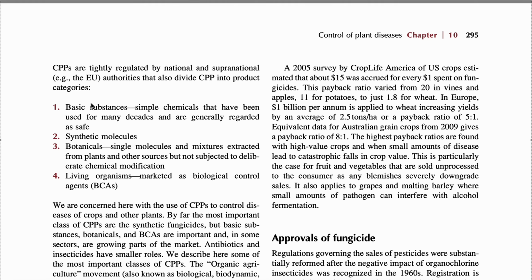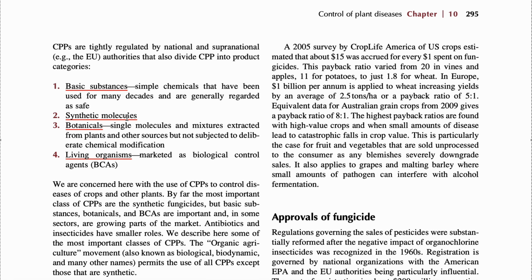CPPs are tightly regulated by national and supranational authorities that also divide CPPs into product categories. Now, what are those categories? One is basic substances, then synthetic molecules, then botanicals, and the living organisms. The basic substances are simple chemicals that have been used for many decades and are generally regulated as safe. Can you give me one such example? I'll give one example such as sulfur, or copper maybe.